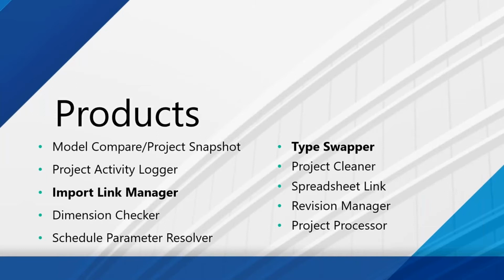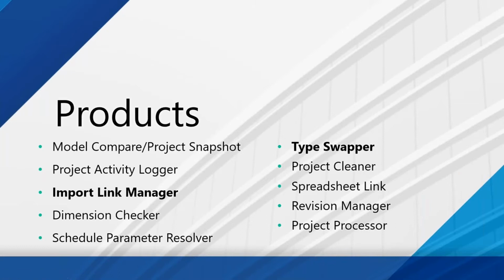help with that. So in part 1, we covered model compare and the project snapshot exporter, from the BIM project suite and model compare and the BIM data suite with the snapshot exporter. But then we also covered the project activity logger, or PAL, that's available both in the data suite and with our Hive content management system. In part 2, we covered the dimension checker, schedule parameter resolver, and project link or project cleaner.